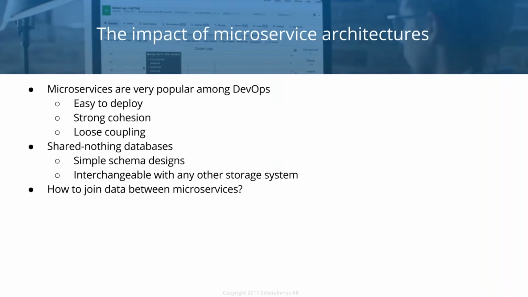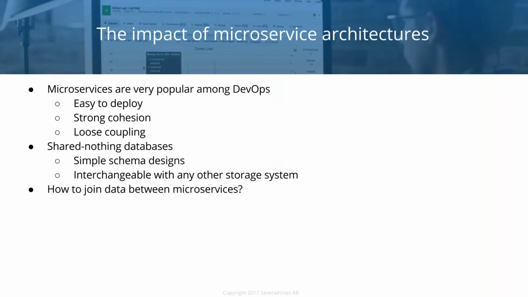These microservices are becoming really popular among DevOps because they're easy to deploy. They don't share anything with other microservices. They have a strong cohesion, so they solve everything themselves, and they have a loose coupling. They don't interact with other microservices other than using the API of other microservices. They have a shared nothing database, so they have their own simple schema.